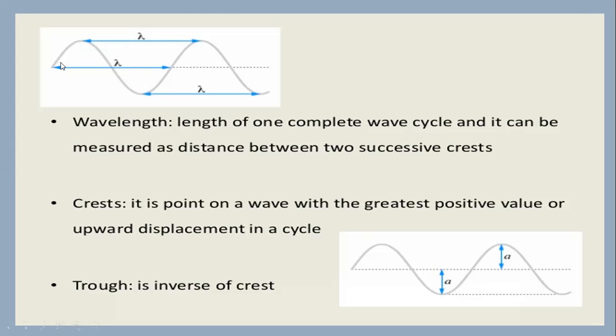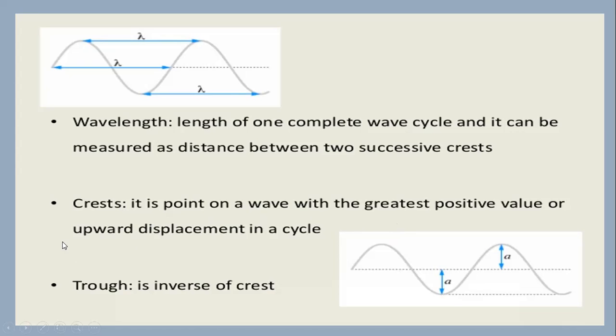How can we find lambda, and how does lambda change? Whether I want to measure it at the initial stage, the middle stage, or the final stage, that also gives lambda 1, lambda 2, lambda 3. Likewise, you can find the wavelength at every instant, step by step. This is the wavelength of one complete wave cycle, measured as the distance between two successive crests. What is meant by a crest? A crest is a point on a wave with the greatest positive value or upward displacement in a cycle.